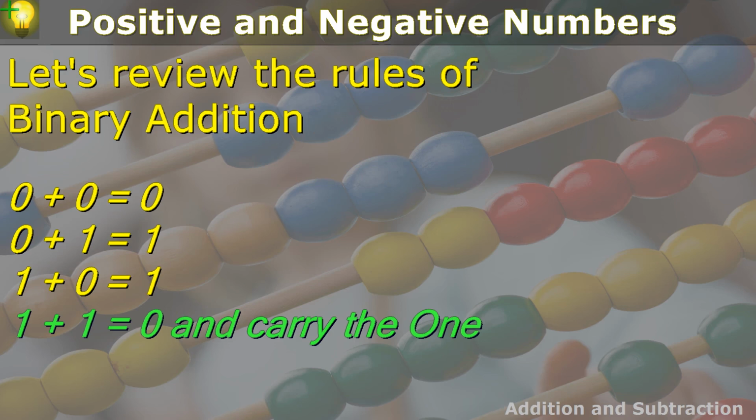This would be like in decimal. If you add 5 plus 5, you get 10, but you write down a 0 in that column and you carry the 1. Same thing with 1 plus 1. We can't write a 2 in that column. We can't write a 1, 0, because that's 2 digits in the column. So we put the 0 in the column and we carry the 1 to the next column.